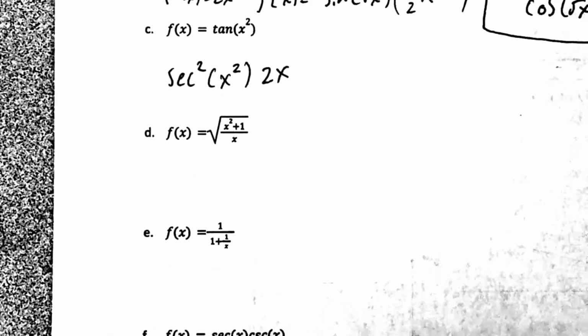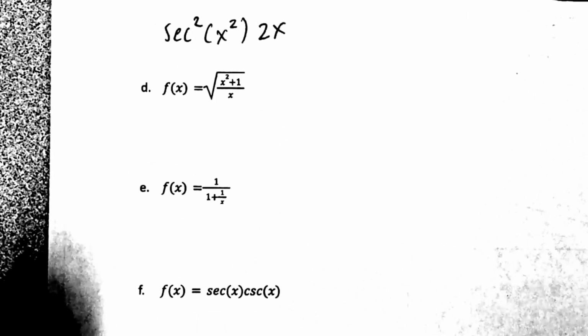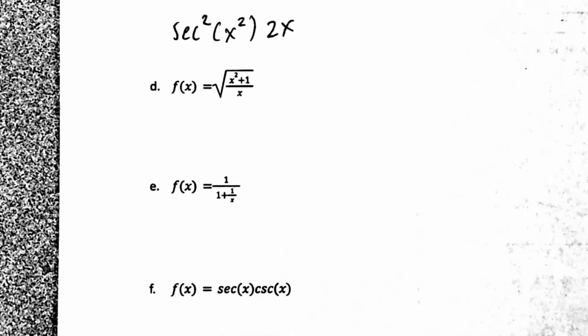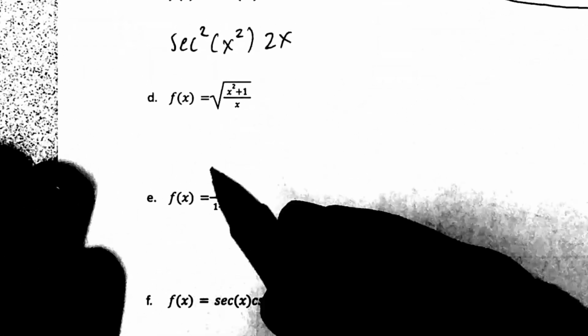That's it. D, we have the square root of a quotient. So for D, we're going to be using chain rule.